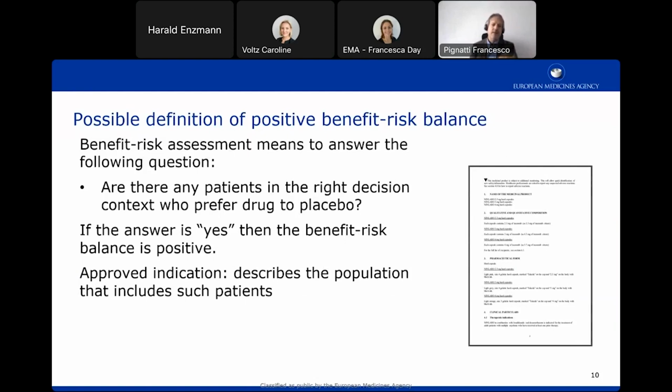But if we attempt a general definition, I'm going to leave it there without explaining too much of the background. I would say that benefit risk assessment from a regulatory perspective means to answer the following question: are there any patients in the right decision context who prefer drug to placebo? If the answer is yes, then the benefit risk balance is positive. And the approved indication describes as precisely as possible the population in whom the benefit risk balance is positive.